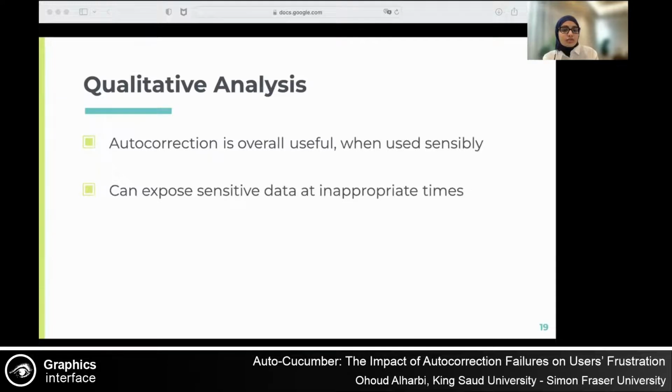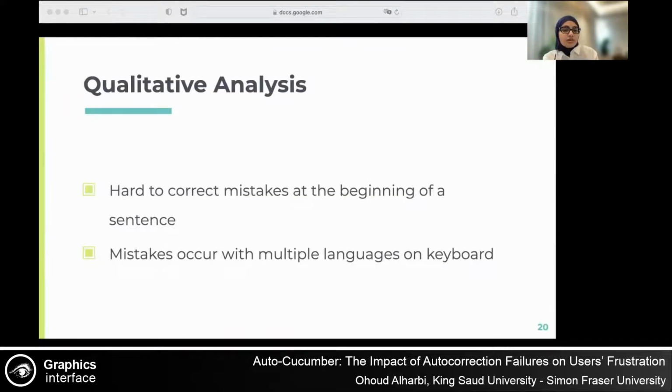Participants indicated that autocorrection is overall a useful feature when used sensibly. However, they also felt that it can change the meaning of the sentence if they do not pay sufficient attention. With the advance in personalization, systems can expose sensitive data at an inappropriate time. Some participants mentioned that autocorrection weirded them out and that they were concerned about privacy issues. Mistakes that are the hardest to correct are typically the ones happening at the beginning of the sentence. The majority of participants mentioned that some mistakes occur because they use multiple languages on their keyboard.